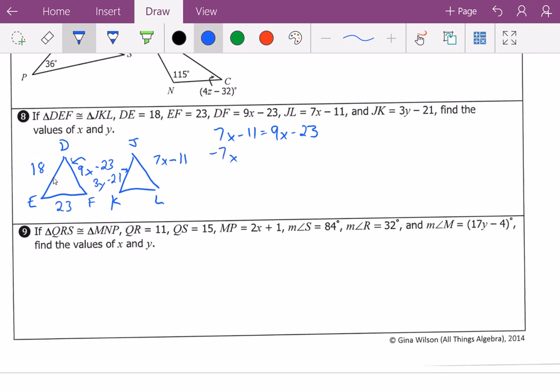Subtract 7x from both sides. That ends up giving me negative 11 equals 2x minus 23. Got to get rid of that minus 23 by adding. And now that is going to be 12 equals 2x. Divide by 2. And I'm going to move this over here, and we get x equals 6.